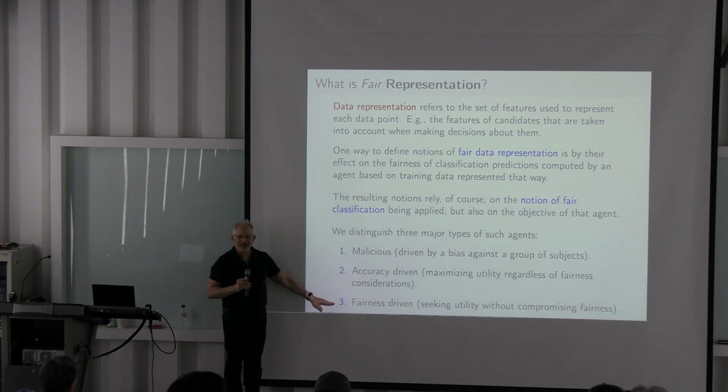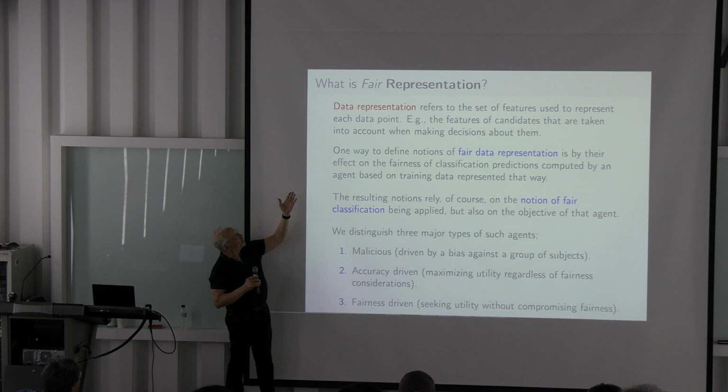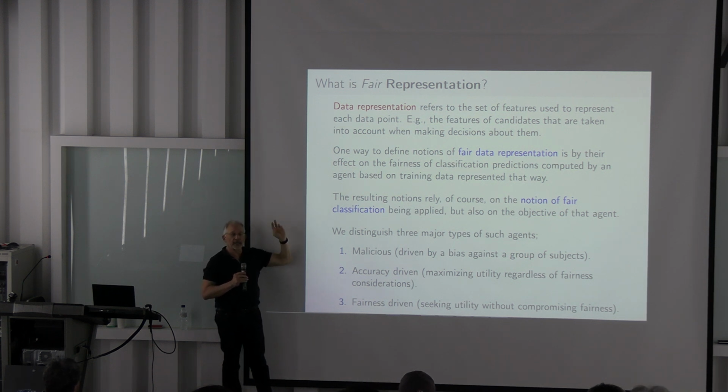So what I'm saying is that the question of which features you should consider depends on what motivation you imagine, or what kind of decision maker you are dealing with. When I talk about a data representation that is going to be fair, that will guarantee that the decision will be fair, it depends on who is making the decisions. Because if you are malicious, I want to give you as little information as possible. But if you are in other groups, I want to give you more information.